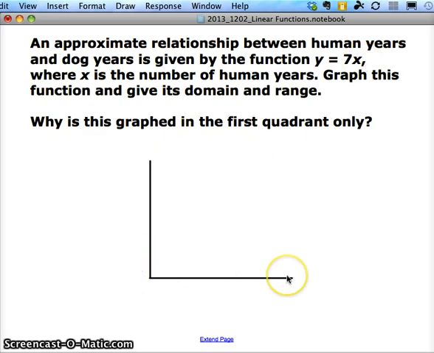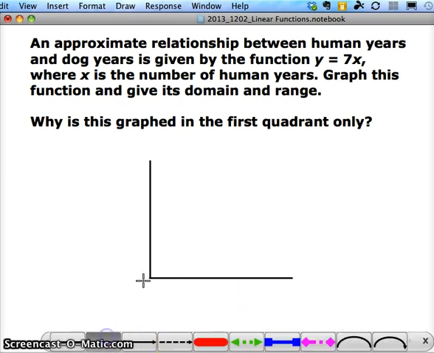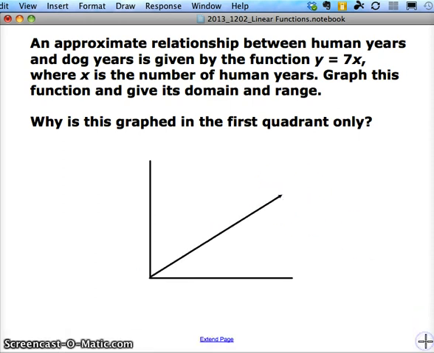Why would you graph this in the single quadrant only? Please write down in your notes why this would be graphed in the single quadrant only. If you said it's because years can't be negative and people don't age backwards, that is absolutely true. So in this case, we would put the human years here, because that's x. Dog years would go here, that's our y, and we would graph starting at 0 and going up in this direction. So our line is going to look something like starting at 0, 0, going this direction. And make sure you put an arrow on the end, although clearly no one lives forever. We're going to graph it with an arrow on the end showing that it does continue past our current graph.